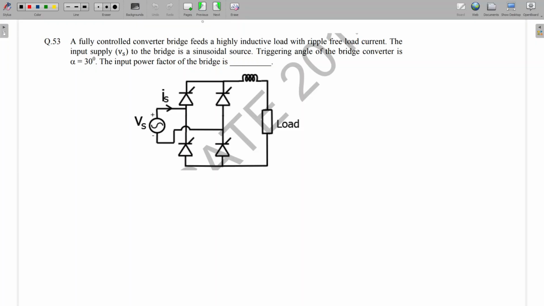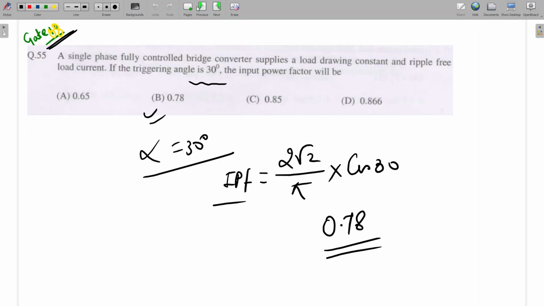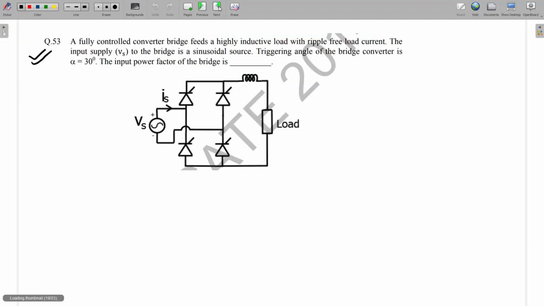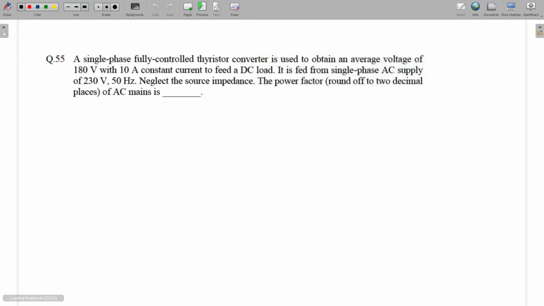See here, 2014, I think. It was already asked in 2008, and again in 2014. You see, alpha is 30. This is the same question, 0.78. Here they have asked it as a fill in the blanks type question. Again a similar kind of question they have repeated in 2019, I think. Just they have asked it in a different way.